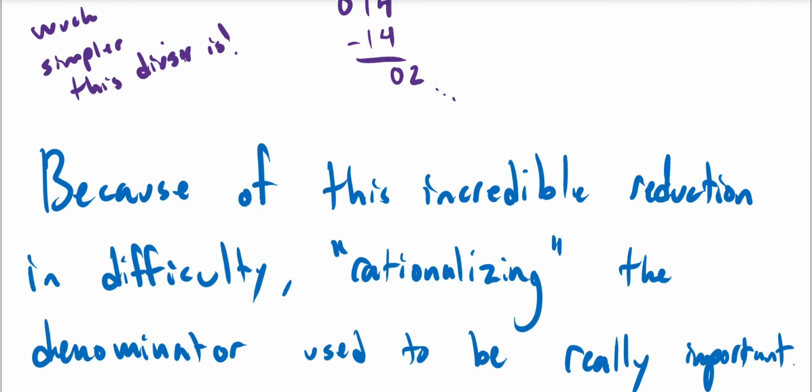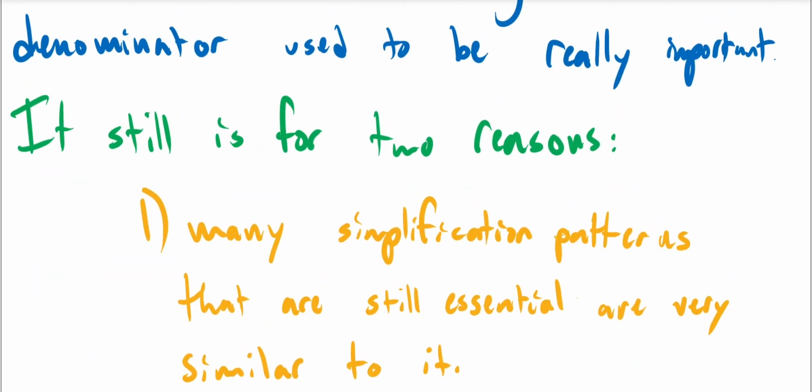Now, because of this incredible reduction in difficulty, rationalizing the denominator used to be really, really important. If you were going to do any ratio that had an irrational number in the denominator, you needed to rationalize it first, or you were going to be there all day. So wait, if that was why it was important, why is it still important? It's still important for 2 reasons.